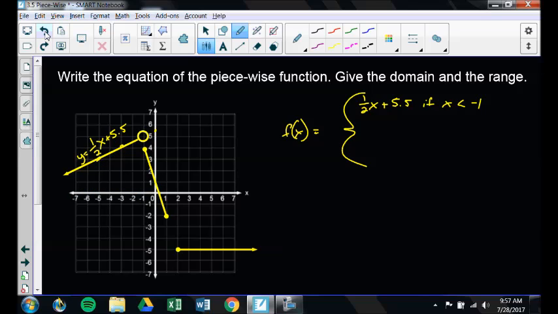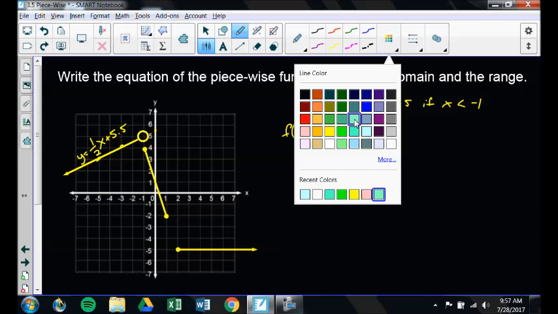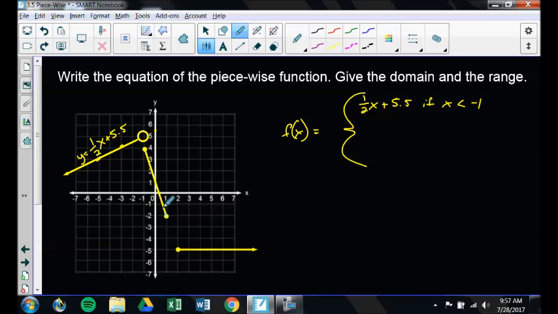Next piece. Let's change its color. We'll do this piece here. This has a slope of down 3, right 1. I could just say -3x. And a y-intercept of 1. And this is happening if x is going from -1 to 1.